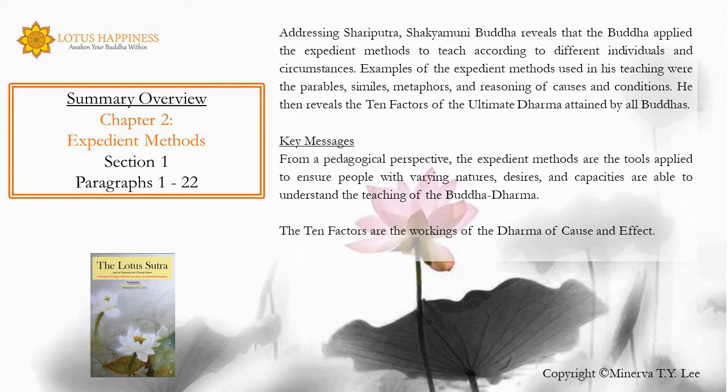Summary Overview, Chapter 2, Expedient Methods, Section 1, Paragraphs 1 to 22. Addressing Shariputra, Shakyamuni Buddha reveals that the Buddha applied the expedient methods to teach according to different individuals and circumstances. Examples of the expedient methods used in his teaching were the parables, similes, metaphors, and reasoning of causes and conditions. He then reveals the 10 factors of the ultimate Dharma attained by all Buddhas.